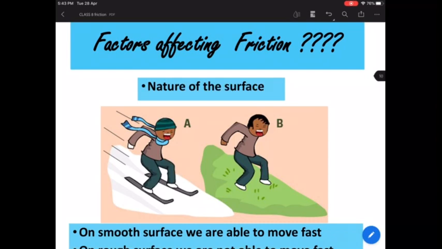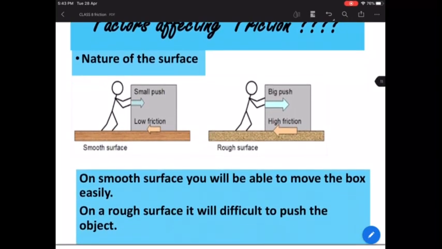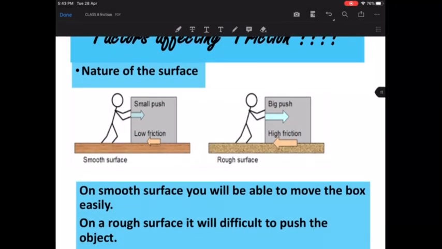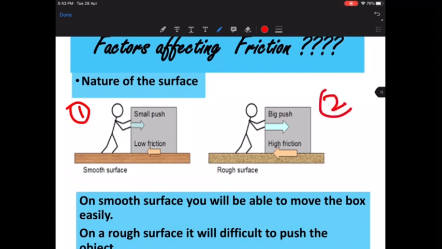Okay, the next one is again the nature of the surface. Now this is a second example that I have taken. Now just consider that you have two pictures as you see here. The first one is the boy on the left. He's trying to push the box on a very smooth surface, and the second one is trying to push the box on a rough surface. Now, what makes a surface smooth?